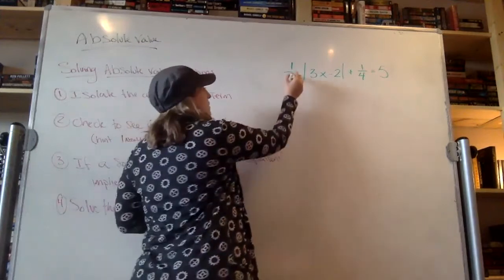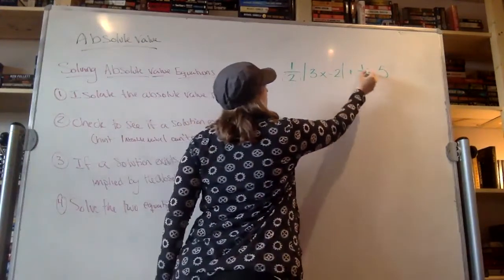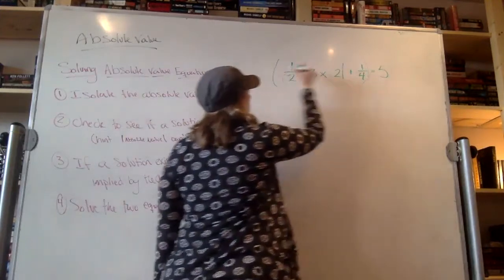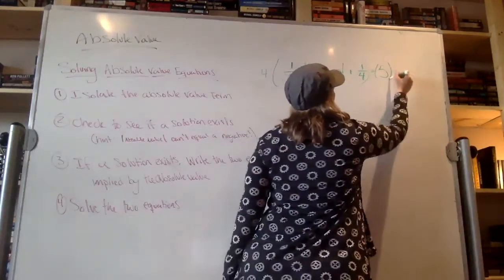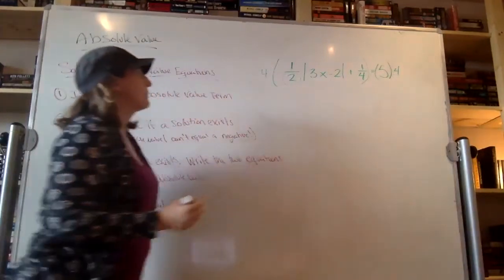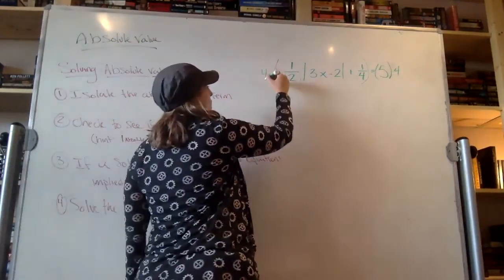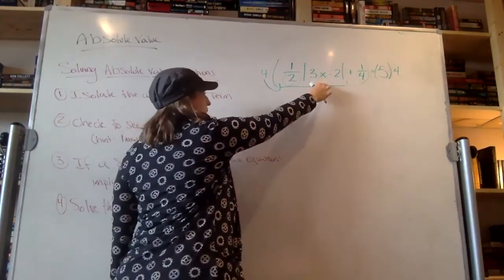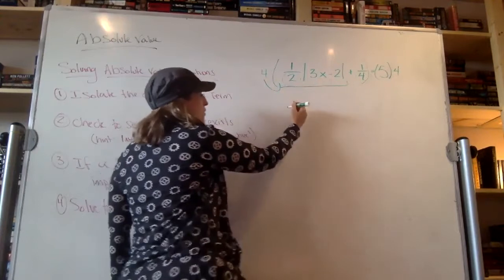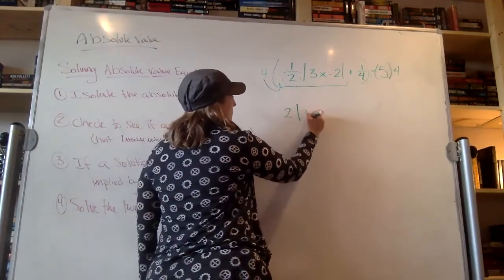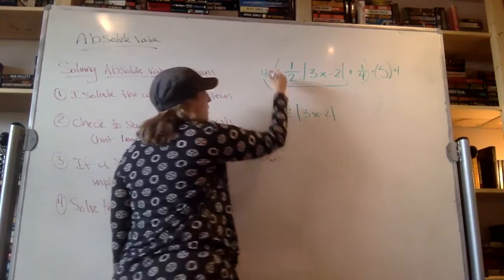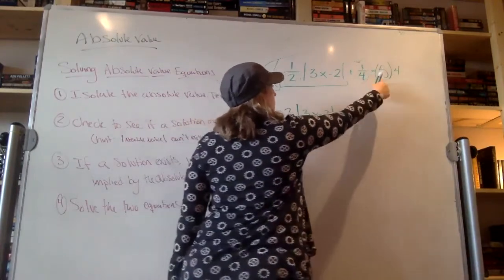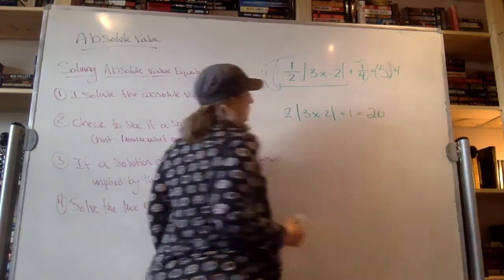Okay? In this case, our common denominator between 4 and 2 would be 4. So I'm going to multiply both sides of this equation by 4 and see what happens. Well, first I have to multiply 4 by this term. 4 times 1/2 times 3x minus 2. Well, 4 times 1/2 is 2. So I'll have 2 times the absolute value of 3x minus 2. 4 times 1/4 is 1. On the other side, 5 times 4 is 20.